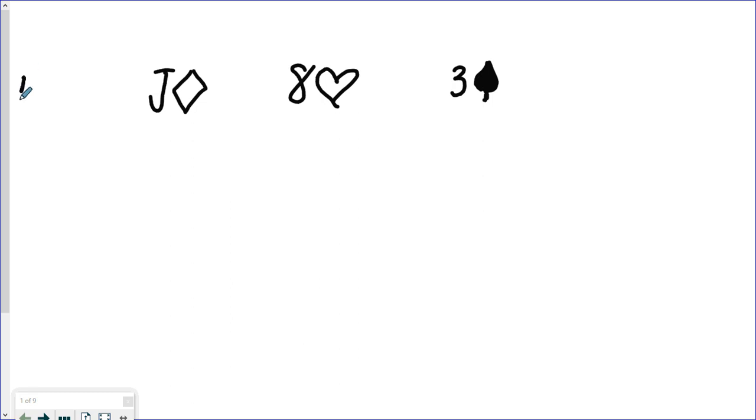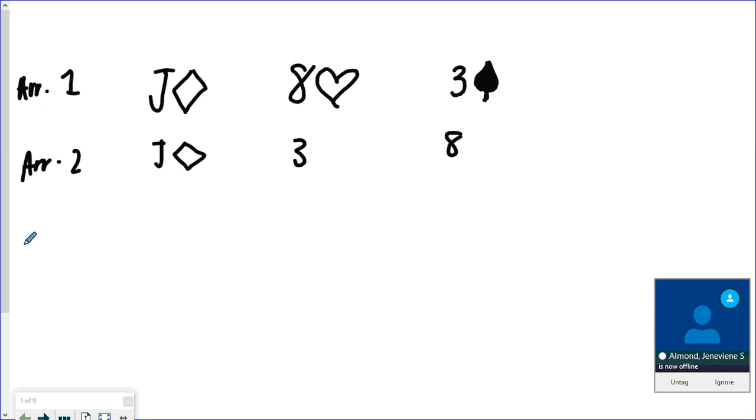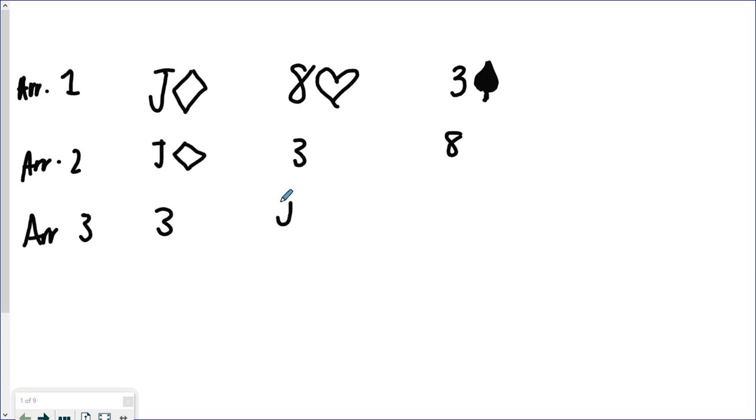So this could be my arrangement 1. Then for arrangement 2, I could switch the places of the second ones. So I could have the 3 and the 8. And then for arrangement 3, I could now have something different at the beginning. So maybe I have the 3 here, the Jack here, the 8 here, and then I have the 3, the 8, and the Jack, and then maybe the 8 at the beginning.